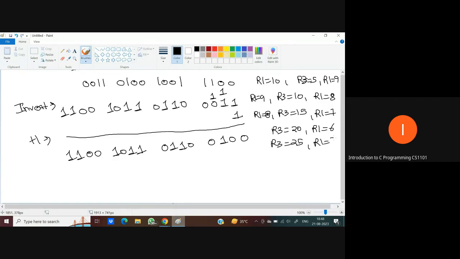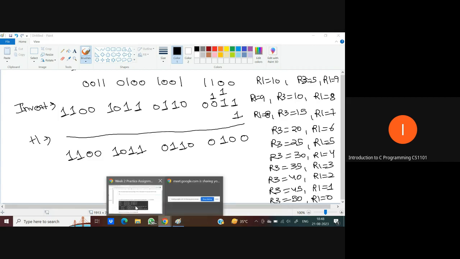So R1 will become 5 here. R3 equals to 30 here. And R1 will become 4. R3 will become 35. R1 will become 3. R3 will become 40. R1 will become 2. R3 will become 45. R1 will become 1. R3 will become 50. And R1 will become 0.